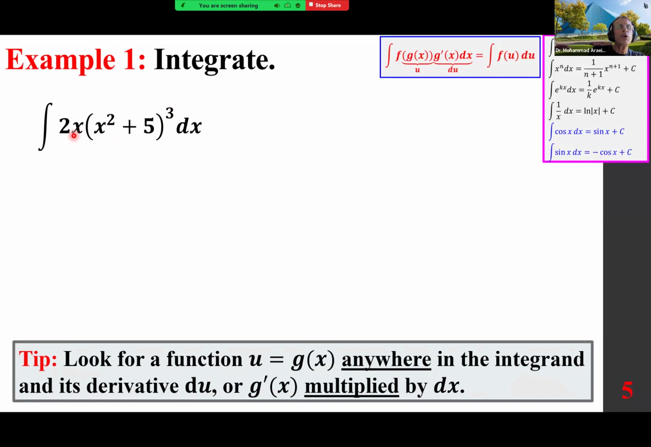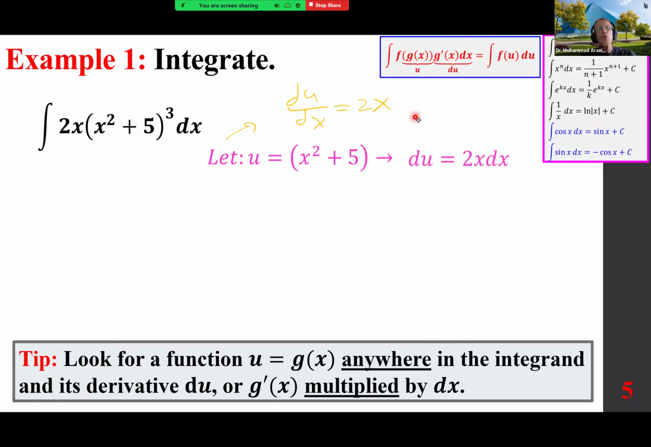So we are dealing with polynomials here. And in that case, the one that is more complicated is a choice of u. So if you choose x squared plus 5 to be u, you know that du dx, therefore, is simply 2x, and therefore du is 2x dx. To make sure we know what we are doing, we are going to move the 2x next to dx, so it becomes absolutely clear that we have u cubed times du.